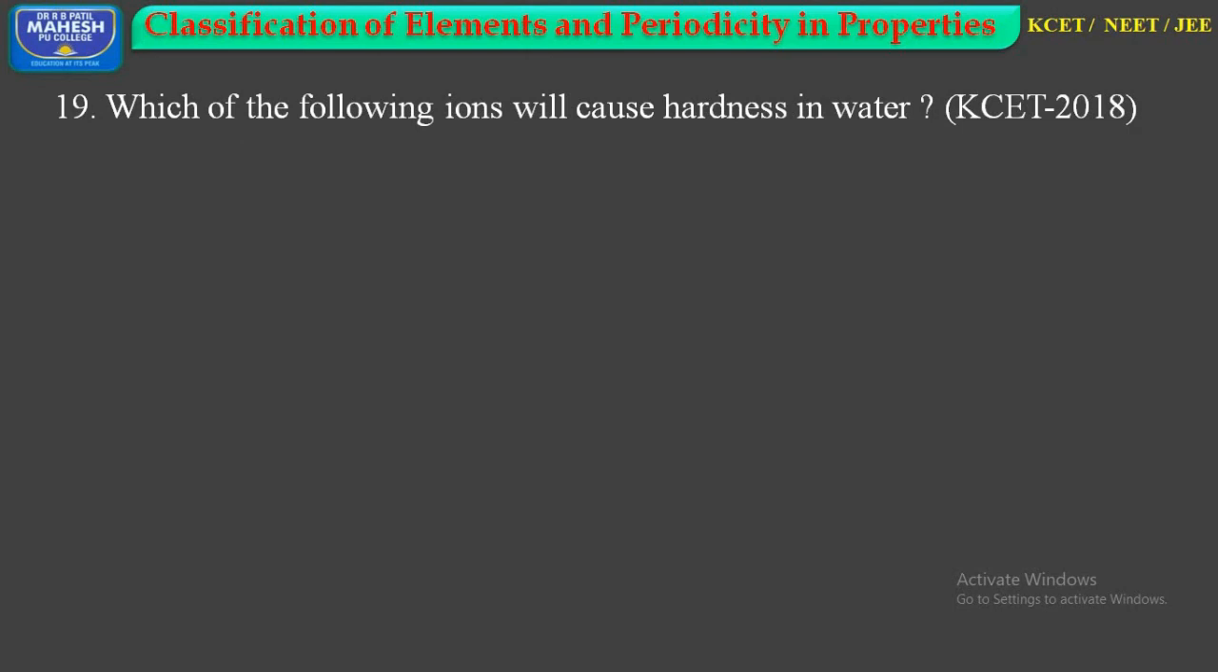Moving to the next question, 19. Which of the following ions will cause hardness in water? And the options are calcium ion, sodium cation, chloride ion and potassium cation.